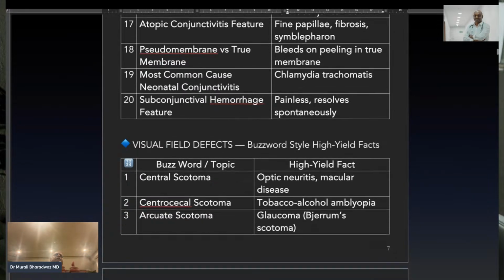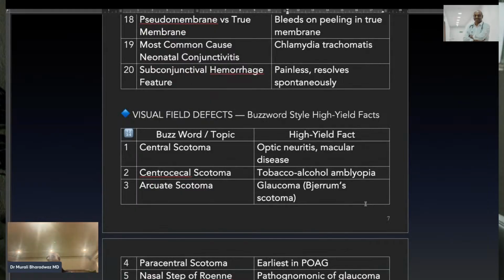So subconjunctival hemorrhage, a lot of people will have it, elderly people. It is painless, and generally it will resolve spontaneously. That's all the story, doctor.